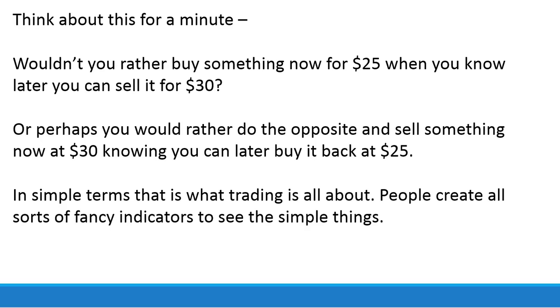People like to create all sorts of fancy indicators to see the simple things. Basically, I think there are 4 combinations: buy low, sell high; buy high, sell higher; sell high, buy low; and sell low, buy lower. You're not trying to reinvent the wheel. It's just basic economics. You want to make a profit, and there are 2 ways to do it: buy low, sell high, or sell high, buy lower.